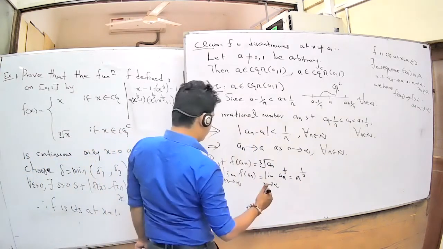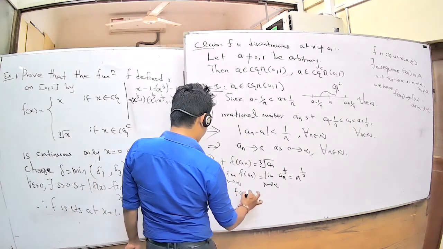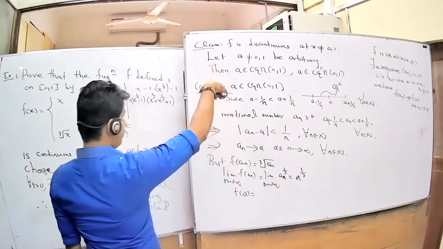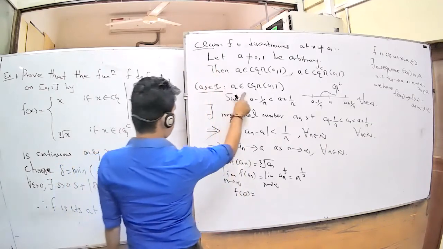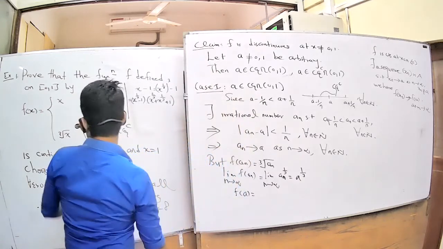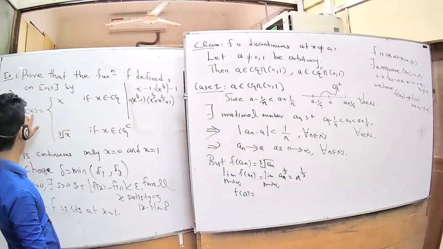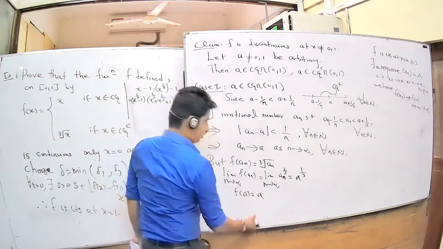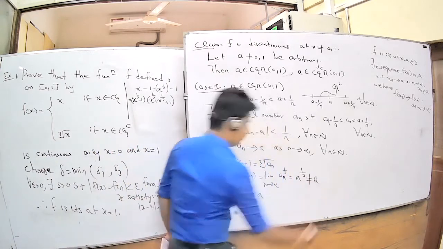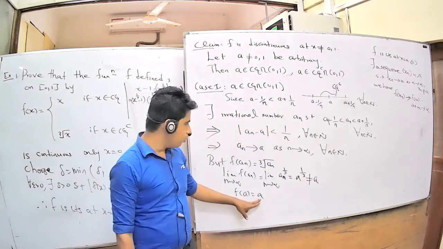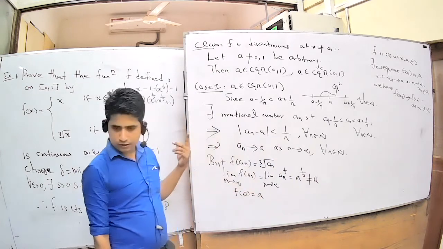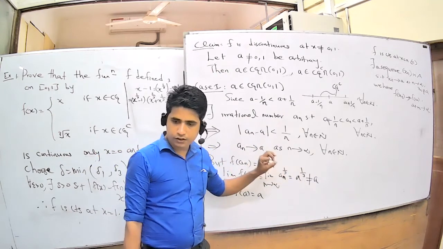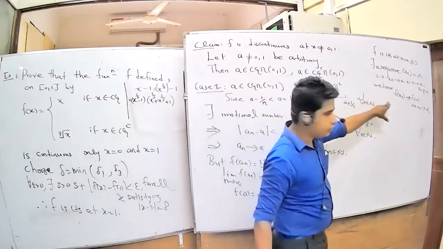If f is continuous, what about this f of a value? Here a belongs to the rational numbers. So if you take the function and put in a, then f of a equals a. But here the limit is a to the power 1/3, which is not equal to a. Therefore, in this case f is not continuous, because this theorem is not satisfied.